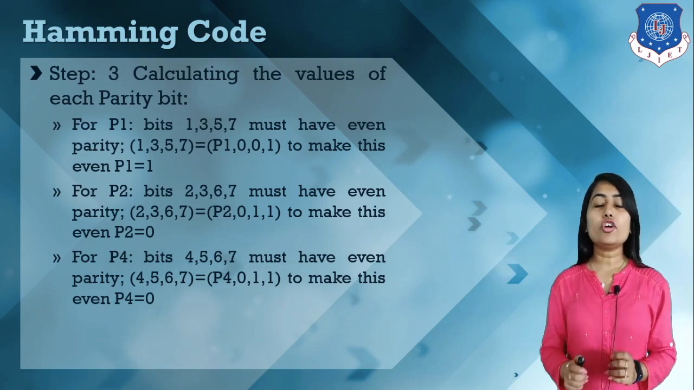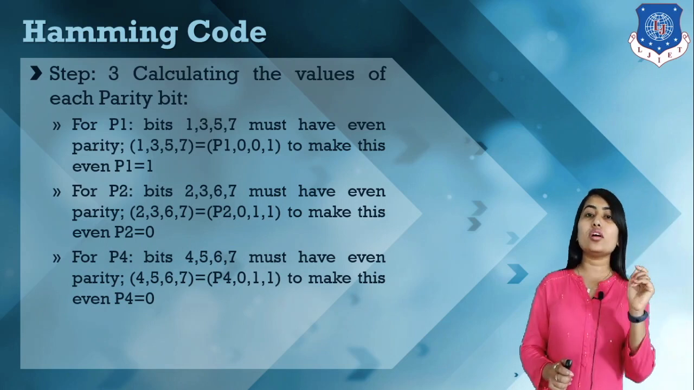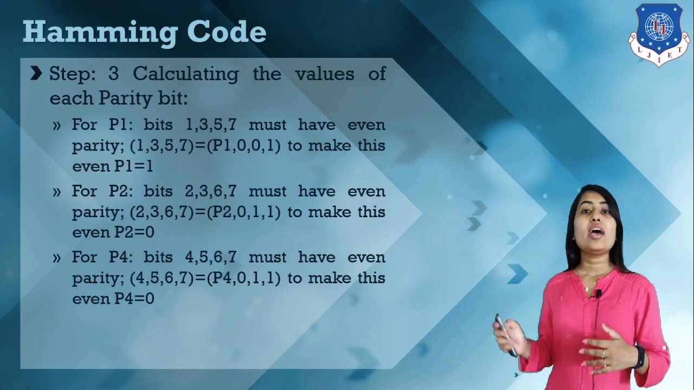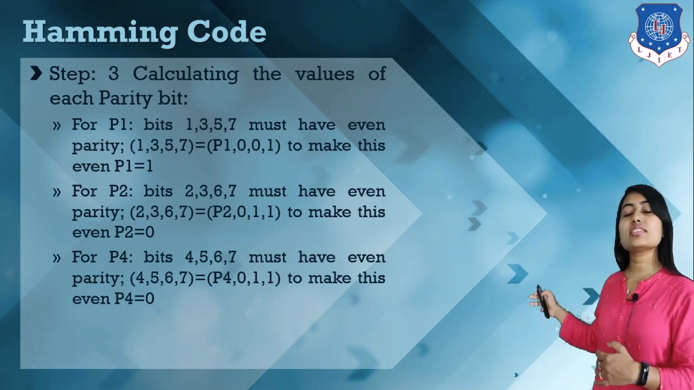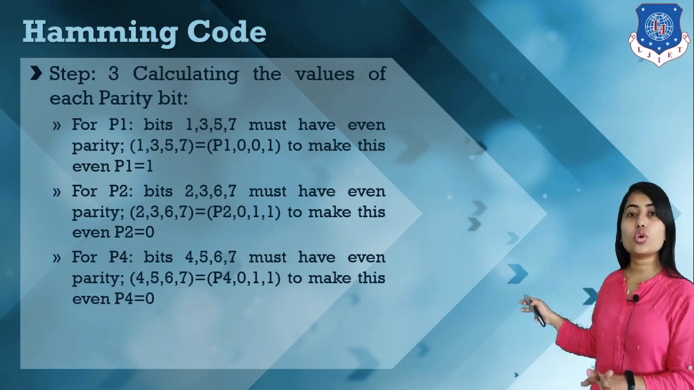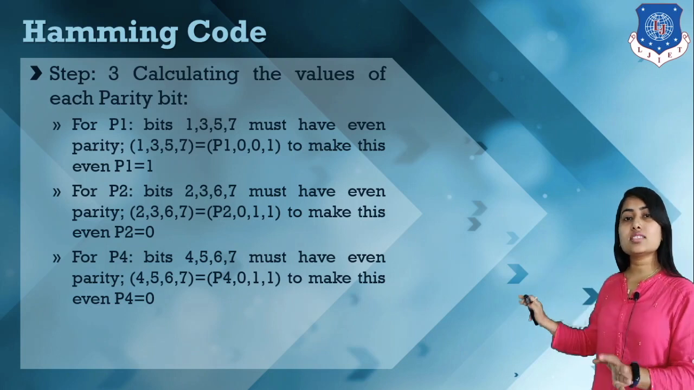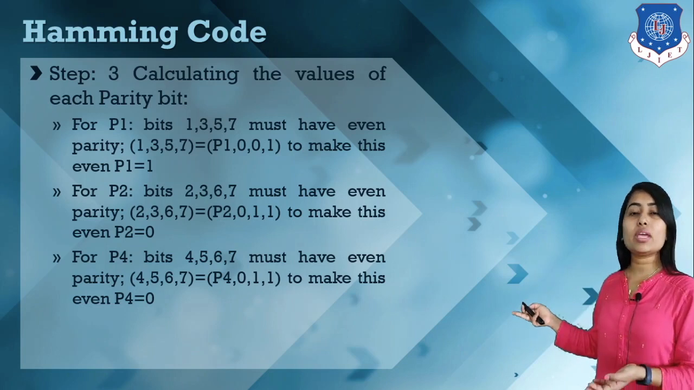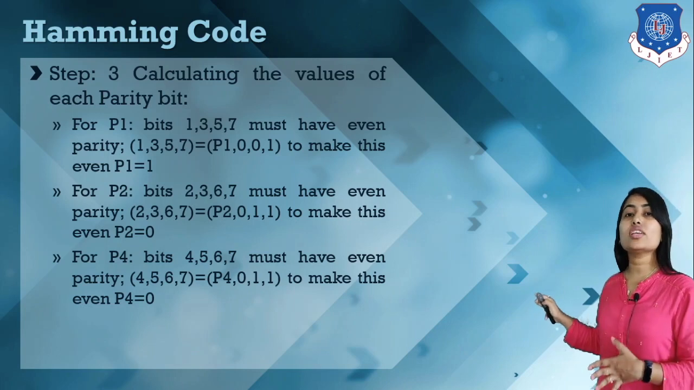Similarly for P4, we check positions 4, 5, 6, 7. At the 4th position we have P4, and at the 5th, 6th and 7th locations we have these values. We have to make this bracket even parity. So how can we make that even parity? Here P4 is equal to 0.